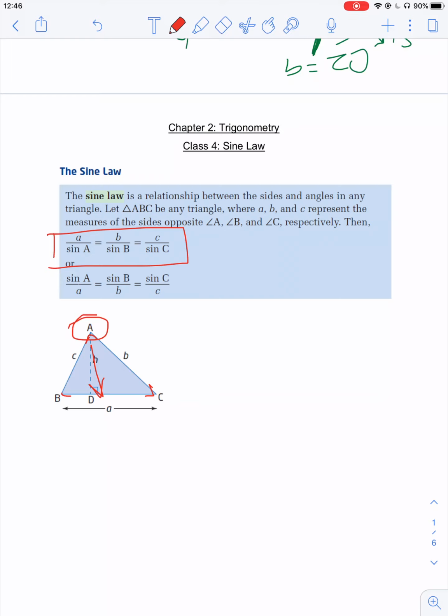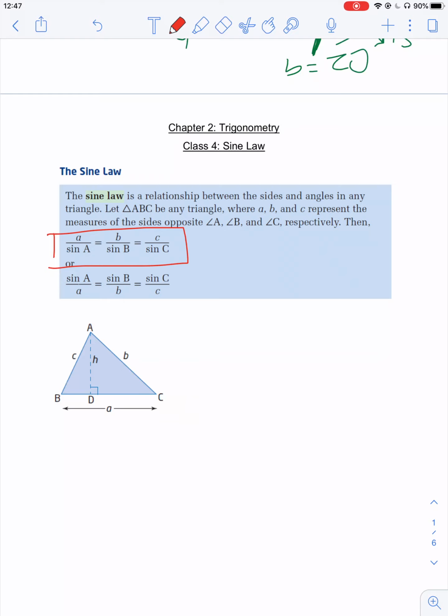And that is true for every angle. So if this is angle B, then side B, this small b, your side length, will always be opposite to that angle. And same thing for C. So that's one thing that you really have to wrap your mind around. It doesn't matter where you place A, B, and C. Once you do, be consistent. They have to be opposite. So if this is angle C, then side C will be opposite to that angle.